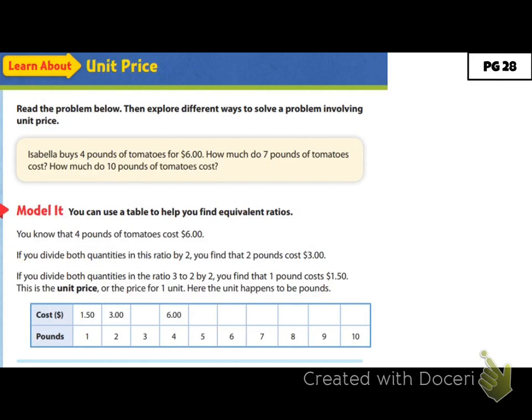Do that again, and you can divide both quantities of the ratio by 2, and you find that 1 pound costs $1.50. So $1.50 would be our unit price, or the price for the 1 unit, which we've talked about before. So we can fill in our chart based off that. If we know for every pound of tomatoes it costs $1.50, we can multiply our number of pounds by $1.50 to get our total cost.